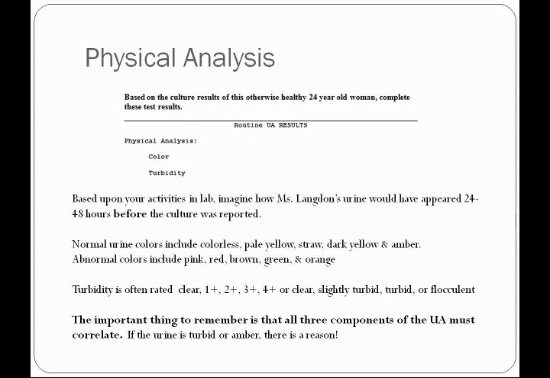The important thing to remember is that all three components of the urinalysis have to correlate. If the urine is turbid, there's a reason, and you're going to pick up that reason either in the chemical urinalysis or in the microscopic urinalysis. The same thing with an amber-colored urine or a red-colored urine. There is a reason, and it is going to show up in another component of the urinalysis.